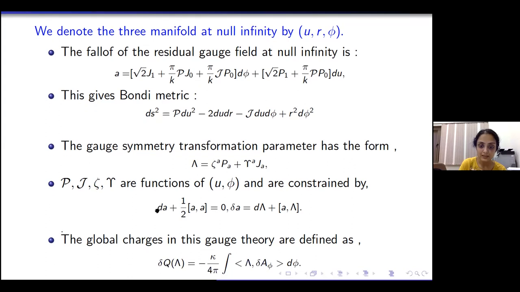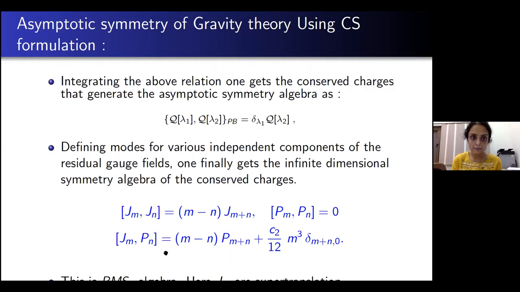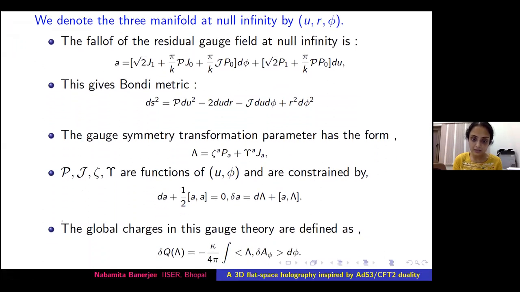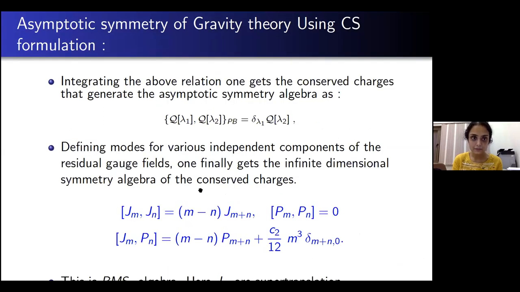And then finally, we need to define the global charges, which is just this quantity. It's again the inner product of this transformation generator lambda with delta of the field. Notice that this relation does not give you the global charges. It gives you the variation of the global charges. And then finally, you need to integrate it. So we need to integrate this relation to find the charges. And once you have done that, then with those charges, you can find the corresponding symmetry algebra. So the symmetry algebra that we talk about here is basically the symmetry algebra of these conserved charges. That's what we are doing. Is this point clear?